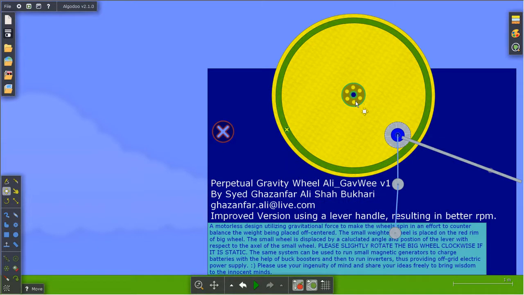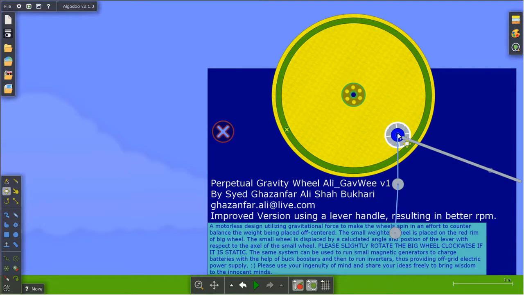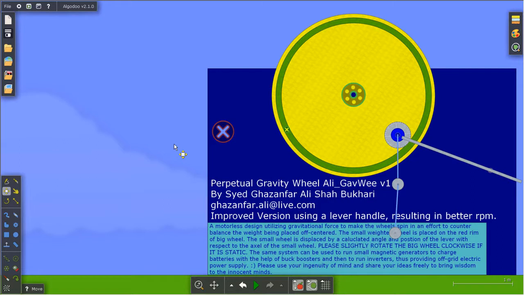So let me show you. I am not using any self motorized axle. Again, this is the axle. Again, the motor function is unchecked. So let's run the simulation.